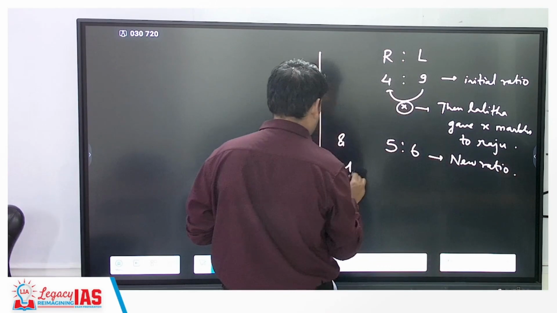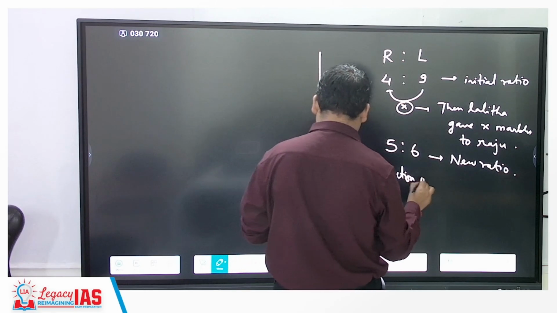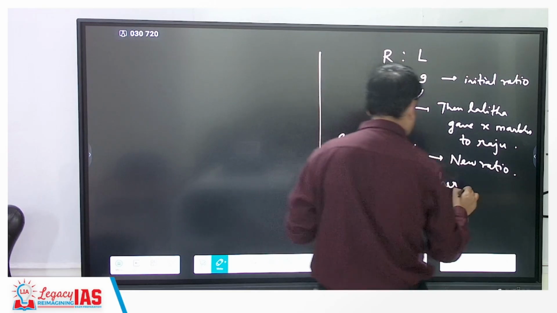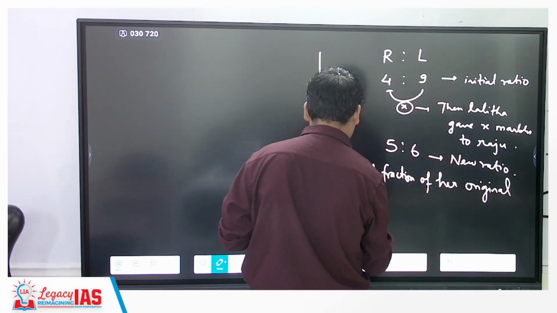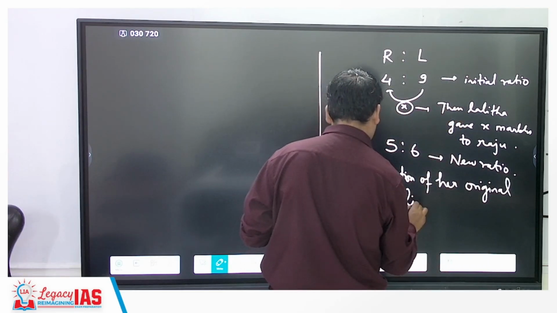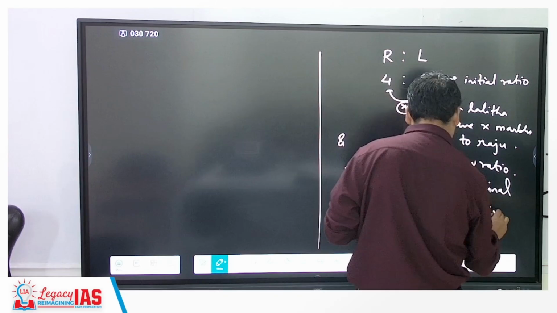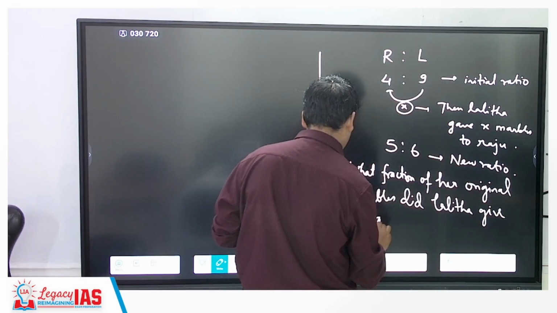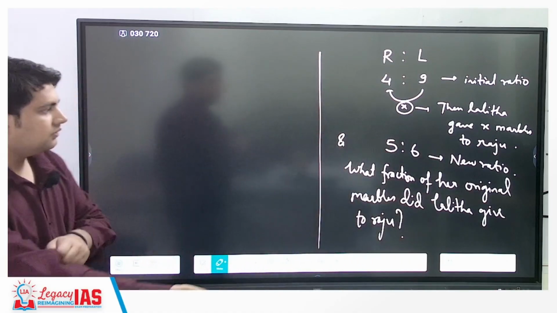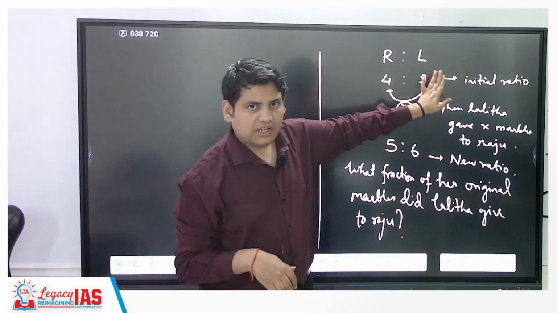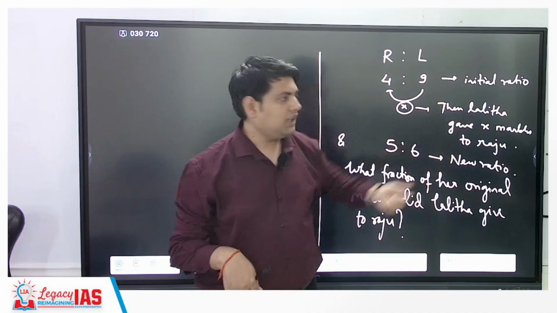Now, the question is, what fraction of her original marbles did Lalita give to Raju? Raju ratio Lalita, this is the number of marbles that they have, was 4:9. This was the initial ratio.